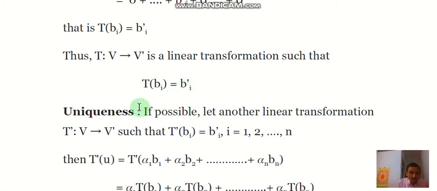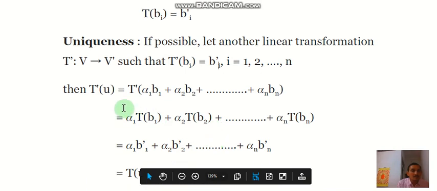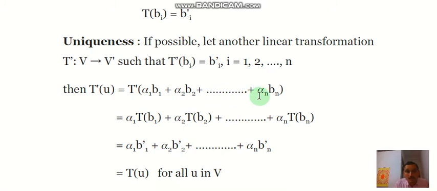Now next we show the uniqueness of this mapping. If possible, let there exist another linear transformation T' from V to V' such that T'(bi) equals bi'. Then we have T'(u) equal to T' of alpha_1 b1 plus alpha_2 b2 and so on, alpha_n bn. Applying the linearity of T', we can write this as alpha_1 T'(b1) plus alpha_2 T'(b2) plus alpha_n T'(bn). Here everywhere we have to put the dash.